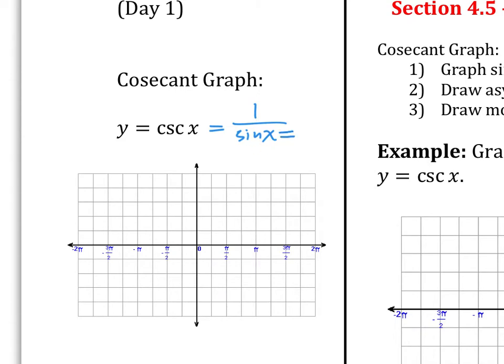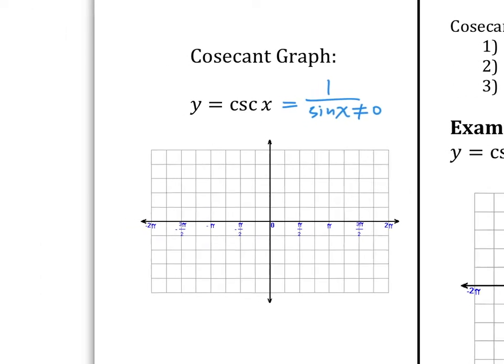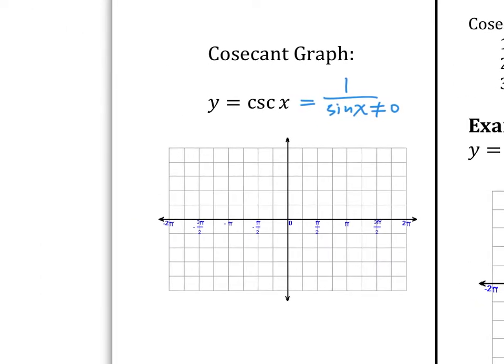So then this cannot be 0, which means we need to figure out where sine is 0 so we can avoid all those spots. So we're going to draw sine. So if you recall how to draw the sine graph, first we find the amplitude, which is 1. And then we find b, which is also 1. And then we find the period, in this case, is 2 pi over b. That is 2 pi. So we know that the sine graph has a period of 2 pi.